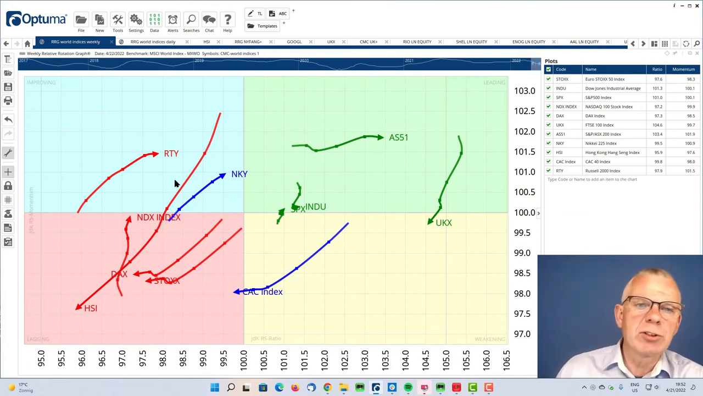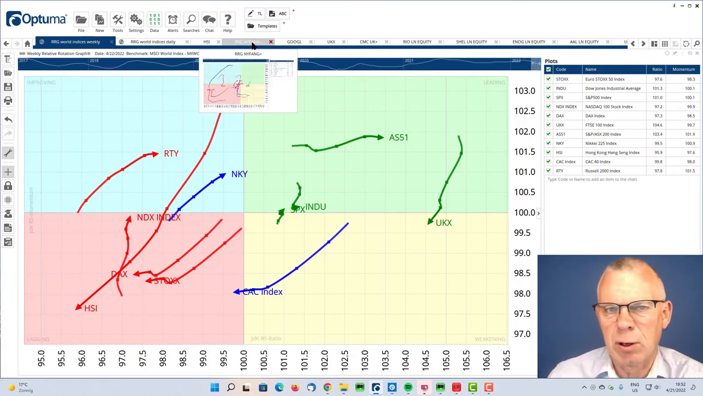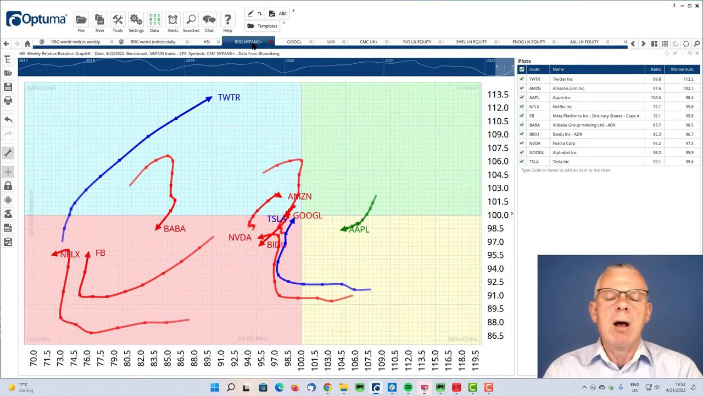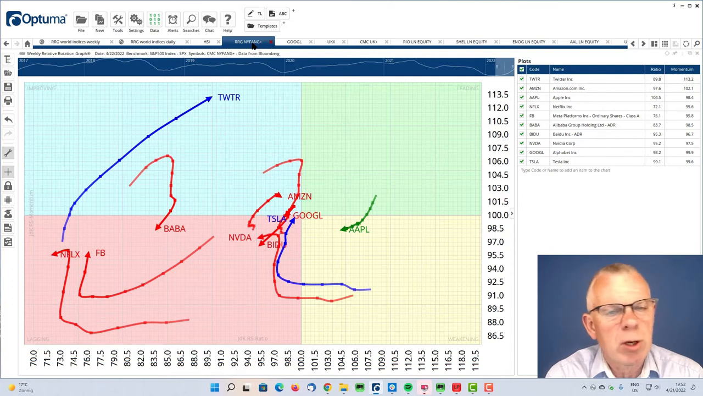Now, if we move on to a group that we don't talk about a lot, but it's a group that is widely followed by the investment community. And that is a group of the New York FANG stocks. It's a pretty big group. It's not only the FANG, but there's a few more.